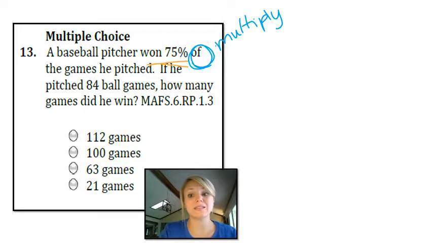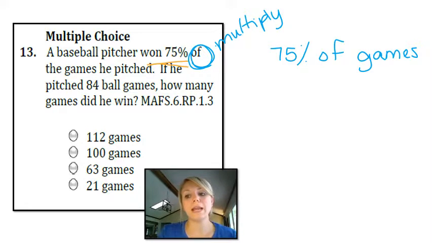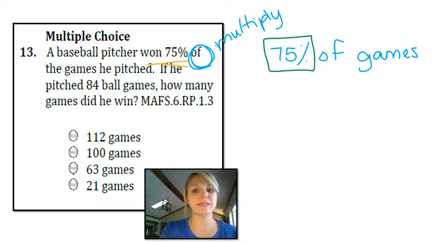So when I look at this, it's saying that he won 75% of the games that he pitched, of all the games. So now I'm going to dissect this and I'm going to write it out. Well, I know I can't just write 75% out. I have to change that to a decimal.